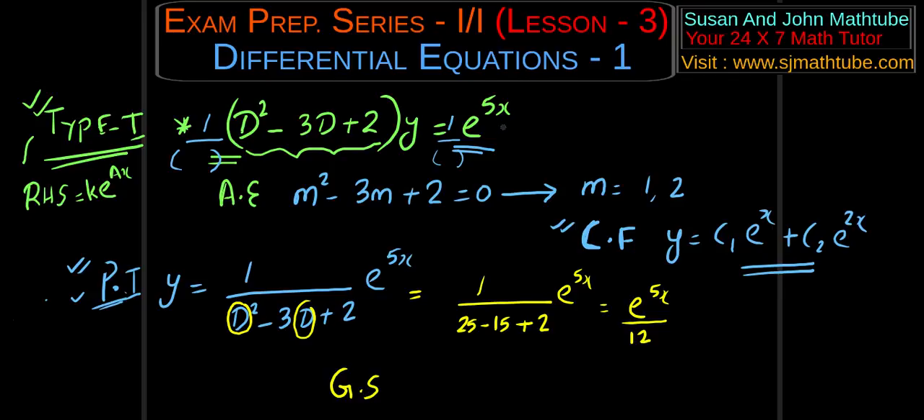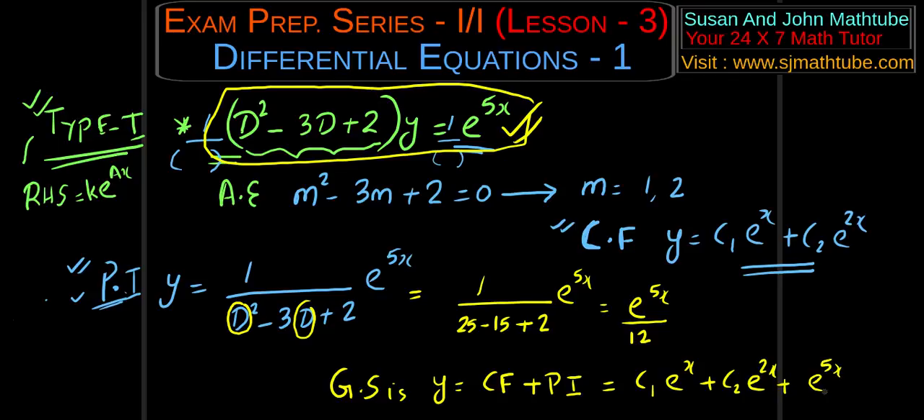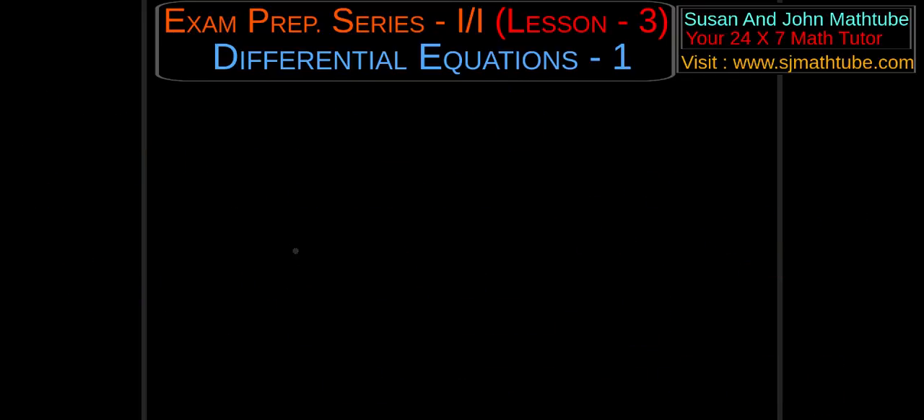Now we are going to write the general solution of this given equation, and that is nothing but y equal to complementary function plus particular integral, and that is equal to c1 e power x plus c2 e to the power 2x plus e to the power 5x the whole divided by 12. Okay, let's do one more question and make it more clear.